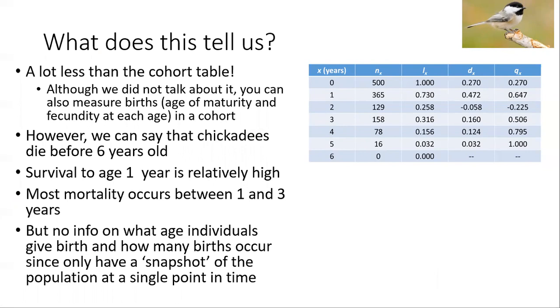From this life table, we can tell that survival of birds to age 1 is relatively high, and that most mortalities occur between 1 and 3 years old, with all birds dying before 6 years of age. However, since this is a static life table and these birds are not being tracked, we do not know when they typically give birth in this population.